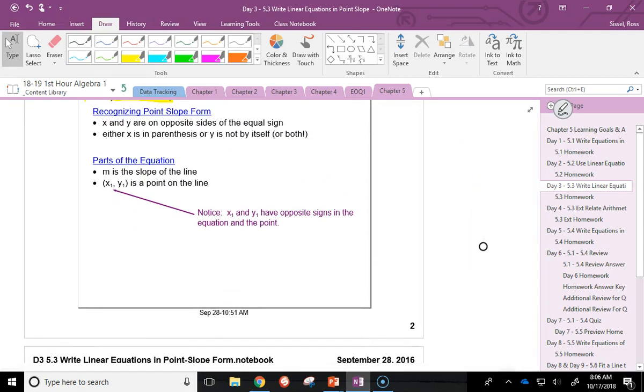Okay, recognizing point slope form. This is also on your little foldable. So for the first 2 dots, x and y are on opposite sides of the equal sign. Okay, kind of like our other one. Second part, either x is in parentheses or y is not by itself, or both of them are happening.